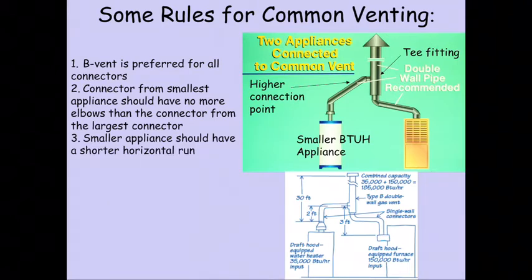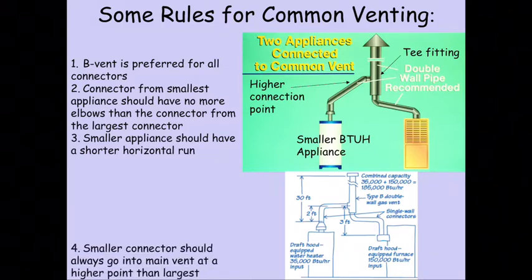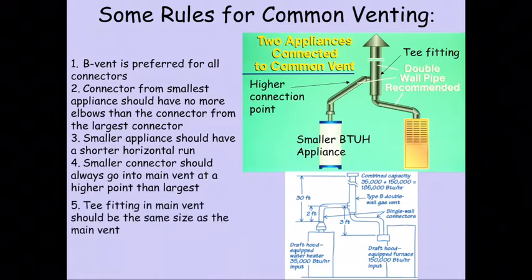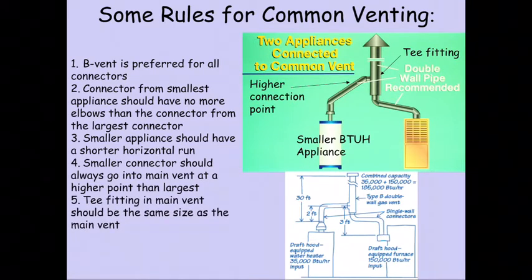The smaller appliance should have the shorter horizontal run, if at all possible. I think, again, these are suggestions, these are rules. They're not hard concrete rules, but it's advantageous if you do that. It's good practice. Smaller connectors should always go to the main vent at the high point. I talked about that one. And then this one I haven't talked about, is the T fitting in the main vent should be the same size as the main vent.